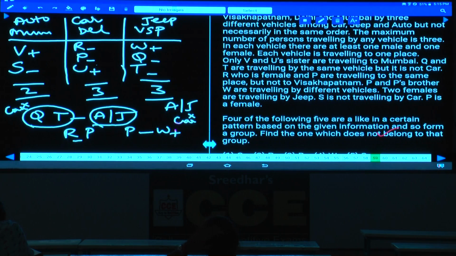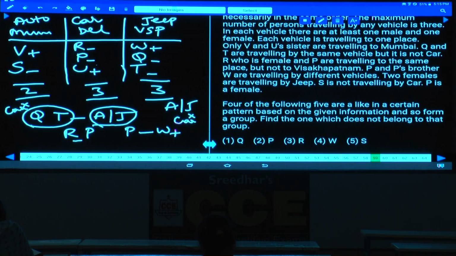58, choice 3. Now question number 59, four of the following five are nothing but an odd man out: Q, P, W, S. Q is a female and P is a female. R is a female. W is a male. S is a female. Except W, all the remaining four persons are females. W is a male, choice 4.